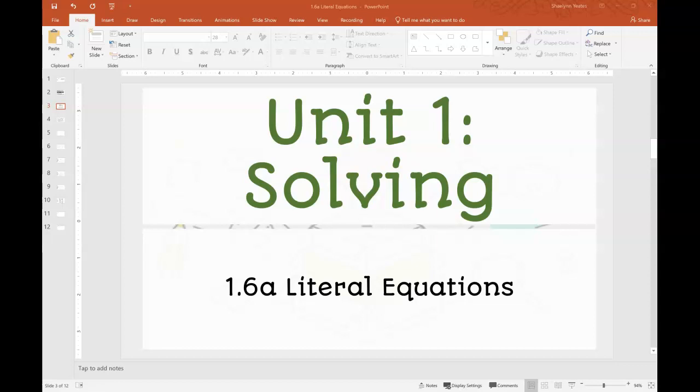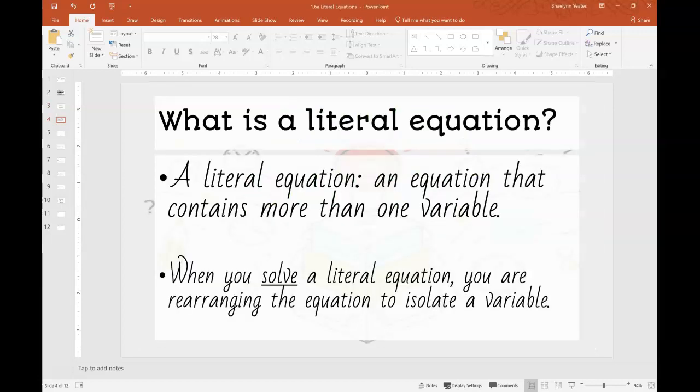Alright, today our focus is on something called literal equations. When I say literal, I don't mean like the English word literal. I mean equations that have multiple letters in them, or multiple variables. We tend to use letters. You can use different things other than letters, it's just easier with letters. When you solve a literal equation, you're just rearranging the equation to isolate the variable that you want.